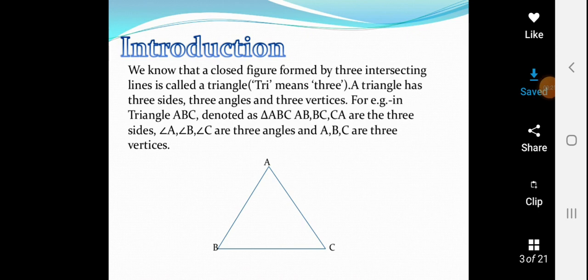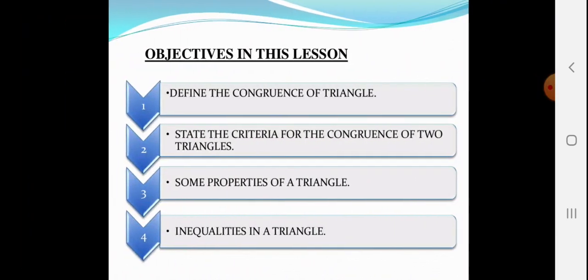We all know that a closed figure formed by three intersecting lines is called a triangle. Tri means three. A triangle has three sides, three angles, three vertices. For example, triangle ABC here given in the figure, where AB, BC and CA are the three sides, angle A, angle B, angle C are the three angles, and A, B, C are called the vertices.